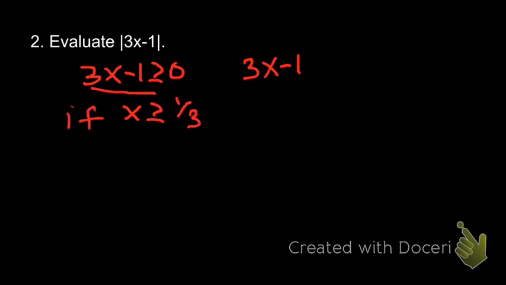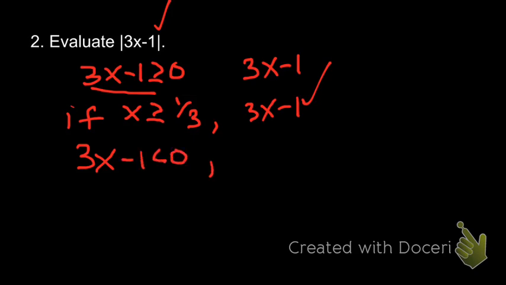So if x is greater than or equal to 1/3, then this expression is just going to equal 3x minus 1. And I encourage you to take any number greater than 1/3, plug it into the original expression, and then plug it into this expression, and you'll get the same answer. We're just simplifying it. We're evaluating. Alright, but what if the absolute value of 3x minus 1 is less than 0? Then that means that 3x minus 1 is negative. But we're taking the absolute value of it.